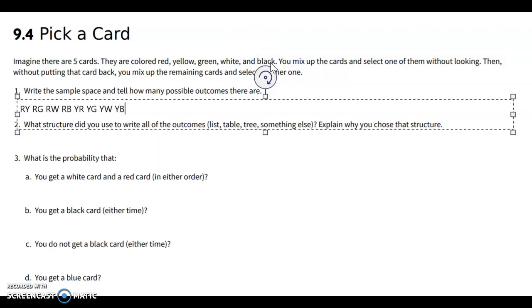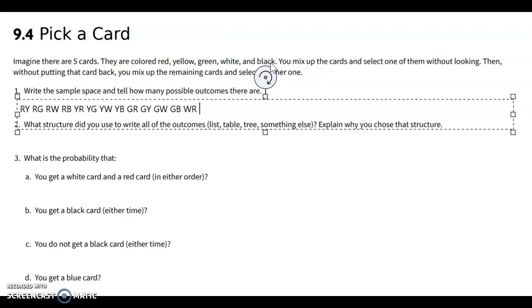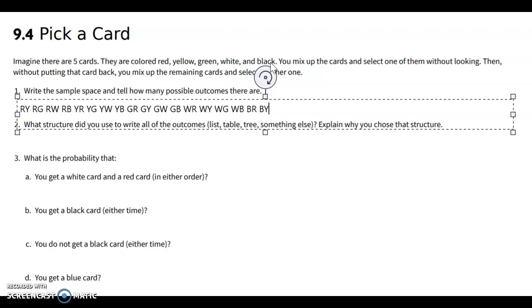Okay, but we can never pick yellow, yellow, and we can never pick red, red, right? Because we didn't put the card back. So the card is no longer in that pile. The next one we can pick is green. We can put green, red, green, yellow, green, white, or green, black. But never green, green, because we don't put the card back. Then maybe we pick white first, and then red, white, yellow, white, green, and white, black. And lastly, we could pick black first, and then black, red, black, yellow, black, green, or black, white.